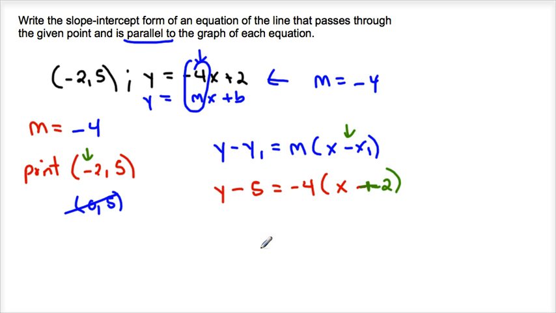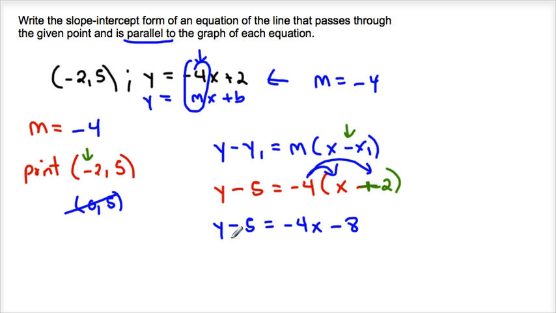What should I do here? What's my next step? I want to put this in slope-intercept form. What can I do now? Very good. Let's distribute. So I got y minus 5 equals negative 4 times x, negative 4x, negative 4 times positive 2, negative 8. Very good. Is this in slope-intercept form yet? No. Why not?